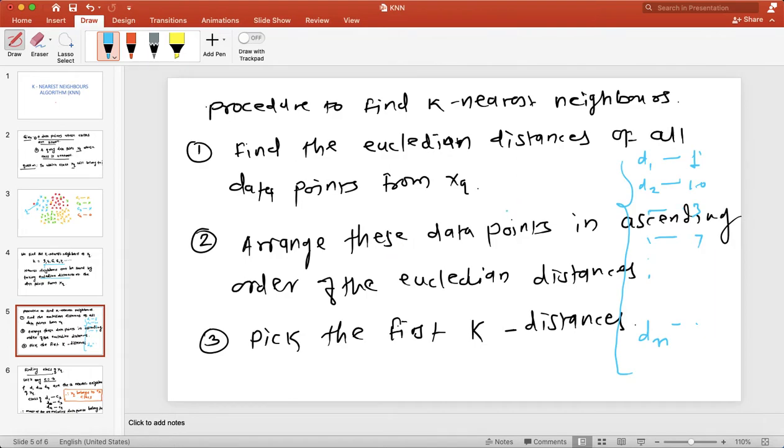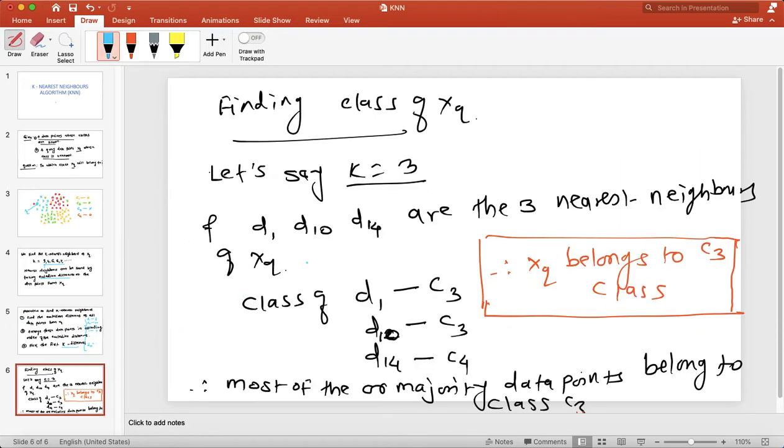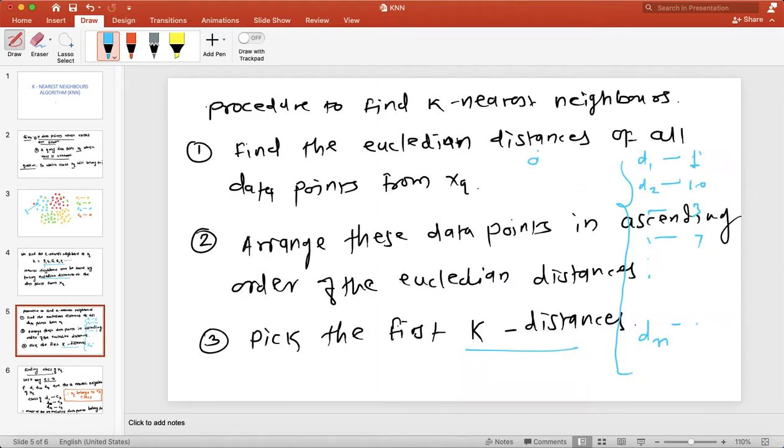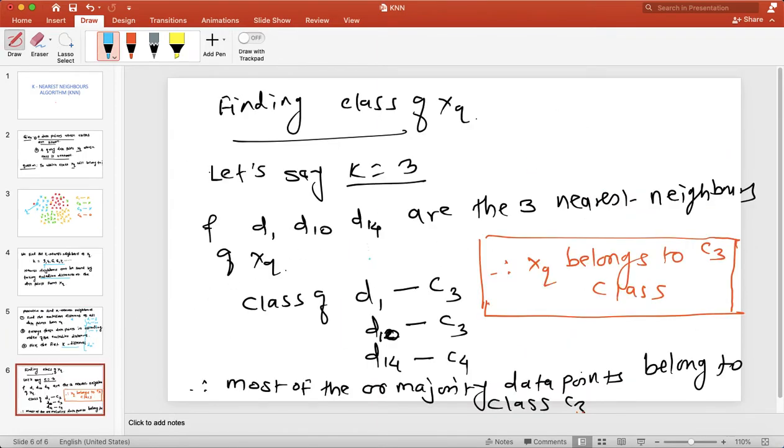After arranging this, pick the first k data points. For example, let's say we arrange these data points in ascending order and we get the first 3 data points as D1, D10, and D14. So we arrange the data points in ascending order and choose the first k. Here k is equal to 3, and these 3 data points, D1, D10, and D14, are the 3 nearest neighbors of XQ.